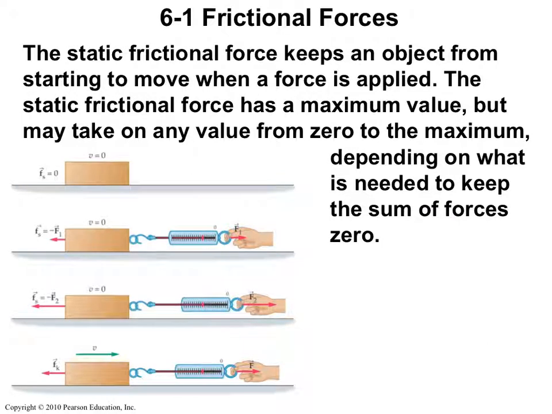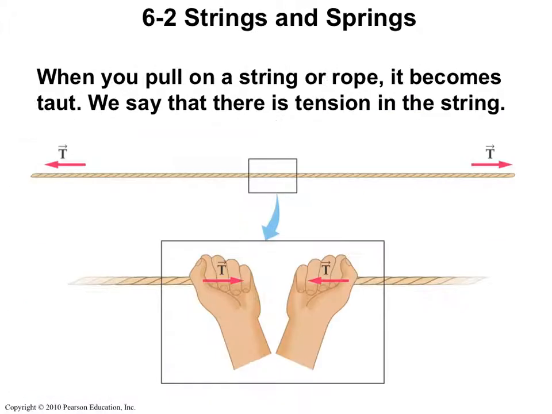So static frictional force keeps an object from starting to move. Like I said, if we think about a heavy box that's sitting on the ground, it takes a lot more force to start pushing it than the force when you're actually pushing it. The static frictional force has a max value, but may take any value from 0 to the maximum depending on what we need. This shows that we need an increased force as we want this to move, and after we start moving it, it's actually going to be less for our kinetic force. So something to think about as you're getting answers so you can check yourself.